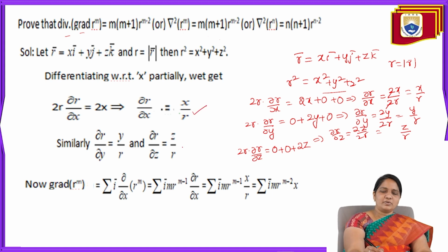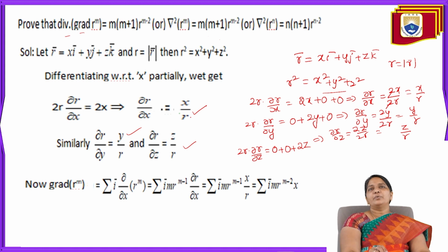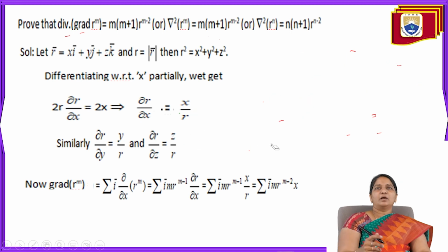So this is only we can check here. ∂r/∂x is x/r, ∂r/∂y is y/r, ∂r/∂z is z/r. These values we are going to use in the further calculation. Now, this is the information we are going to use.